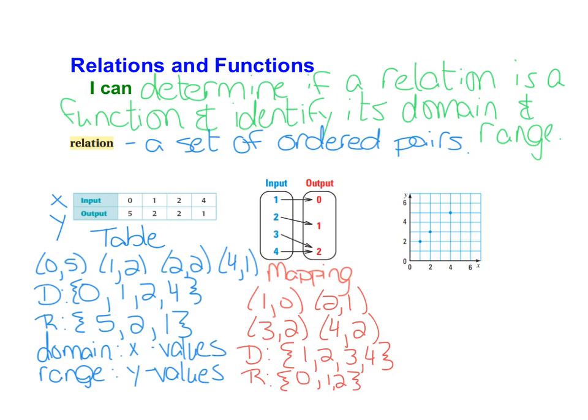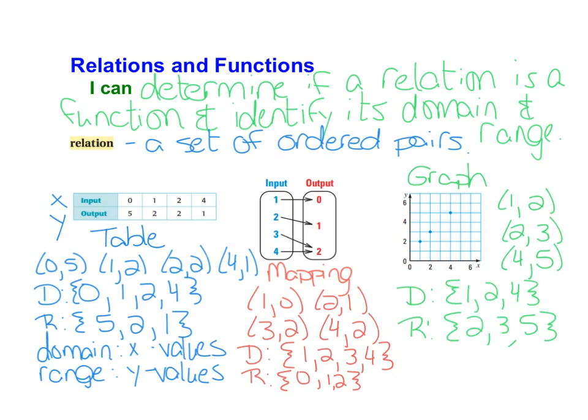Okay? Now, the third way that we want to look at is a graph. You guys are familiar with a graph. Here I've got 3 points on the graph. What are the points they give me? Well, I have the point 1, 2. I have the point 2, 3. And I have the point 4, 5. So what I want you to do right now, I want you to stop the video and I want you to list the domain and the range of this relation. All right, did you get that your x values were 1, 2, and 4, and your y values were 2, 3, and 5? Okay, now we're ready to see what makes a relation a function.